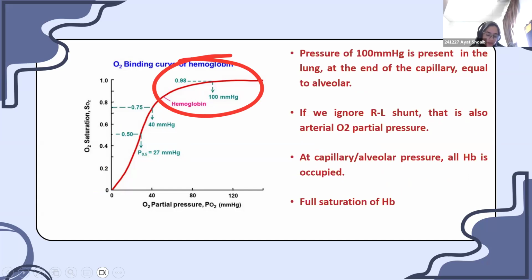Over here, a pressure of 100 mmHg. I think you studied this yesterday, I'm not sure. It's at the end of capillaries. If we ignore the right-left shunt, it's also the arterial O2 partial pressure. Okay.